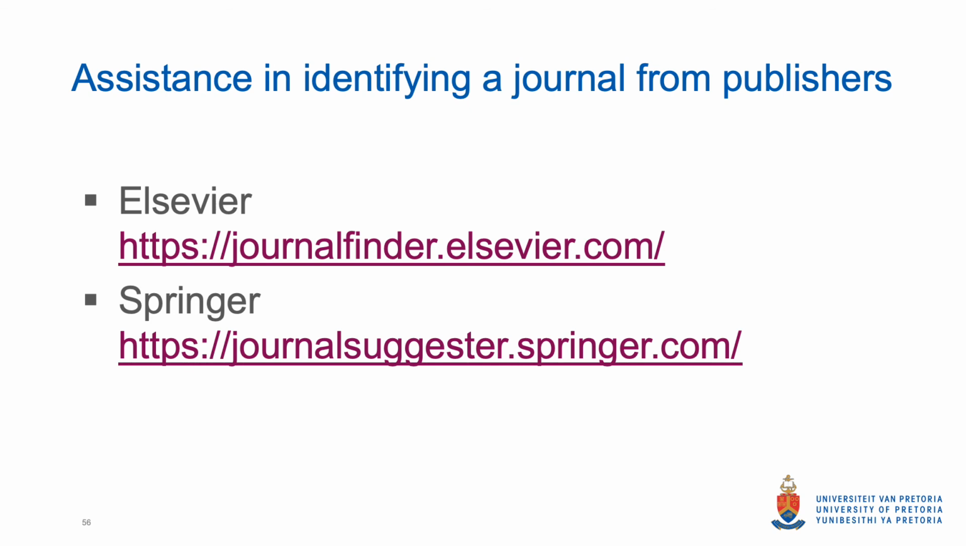Finally, there are publishers that offer assistance to identify the perfect journal for your article. By simply submitting your journal title and abstract to the URLs on this slide, Elsevier or Springer will identify one of their journals that matches your topic.